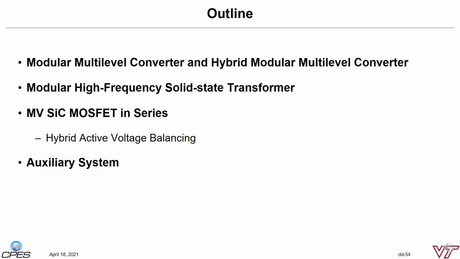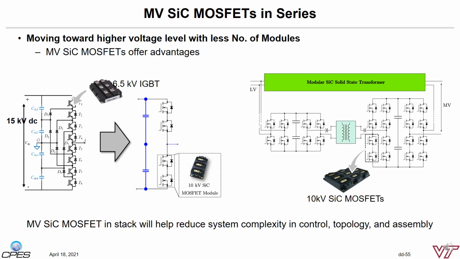So in the next session, I will talk about medium voltage silicon carbide MOSFETs in series and propose the hybrid active voltage balancing approach. As we discussed before, stacking up devices or modules can create a higher voltage for high power applications. However, if the device blocking voltage can be higher, we can reduce the number of devices in series, simplify the converter topology, or reduce the number of modules in stack.